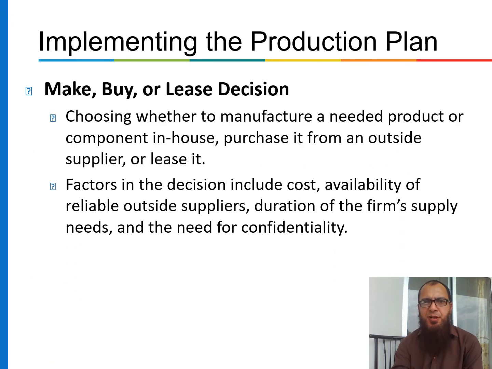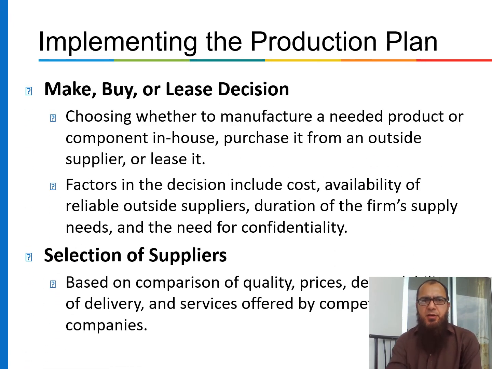Implementing the production plan. When implementing the production plan, managers must think about whether to make, buy, or lease the product or components. Managers must think about cost and availability. In the selection of a supplier, it is important to think about quality, prices, and delivery.